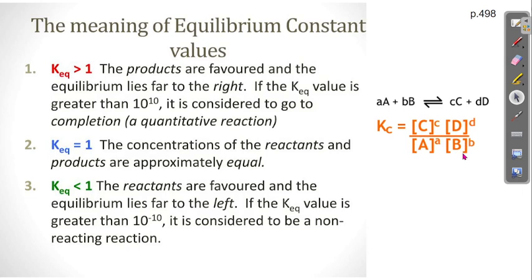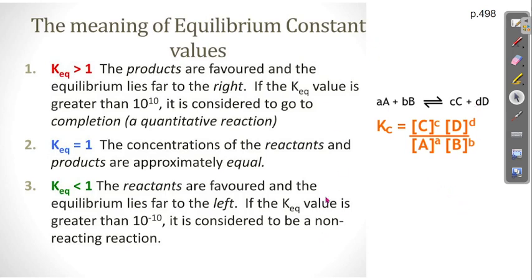If this constant is greater than, value is greater than 10 to the minus 10, so it's a very small number, meaning this was extremely large, meaning the forward reaction did not produce a lot of product. We consider the reaction to be a non-reacting reaction. If you hardly produce any product, that reaction is not working. Okay?